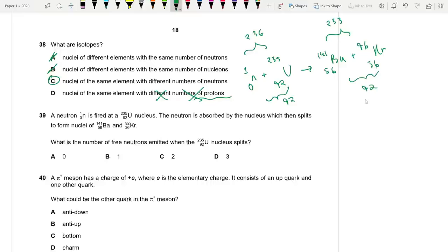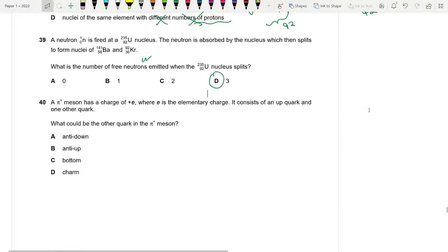So the proton number matched, but the neutron number did not. And how much does it vary by? 3. So what is actually happening? We are going to get a few free neutrons, and how many exactly? 3, because 3 plus 233 is equal to 236. In a nuclear reaction, the proton number, the charge, and then the mass, they must match. Okay, that's the gist that you need to take away from here. So the answer has to be D over here, 3.